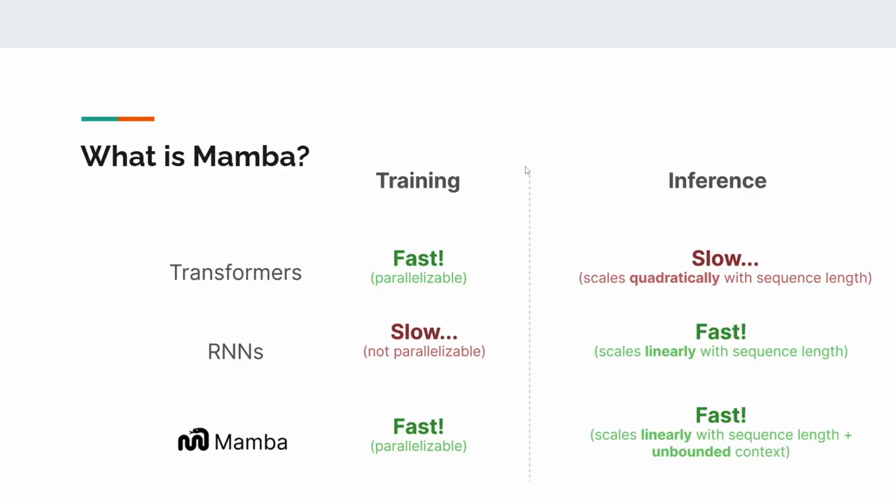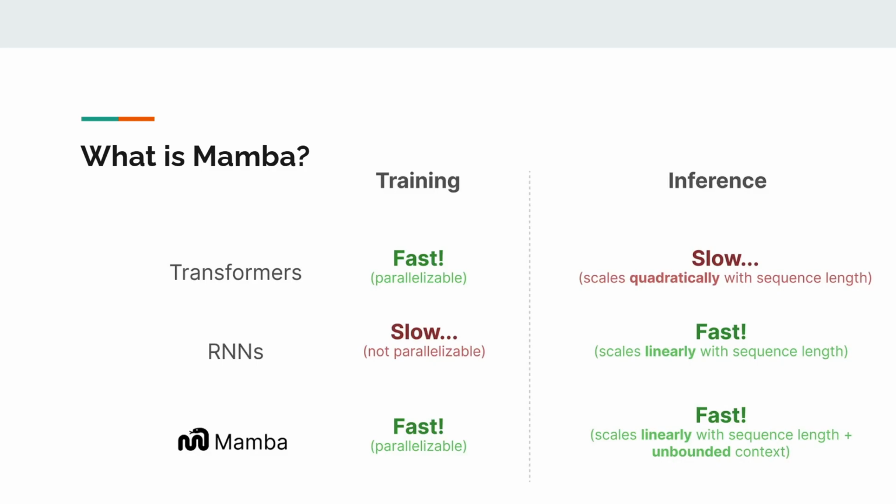So before we begin, we introduce Mamba. Mamba is a new model architecture that brings together the best parts of transformers and recurrent neural networks, with Mamba models being parallelizable during training, so really fast for training, and linear time inference, which is even faster than transformers. So it's essentially the best of both worlds.